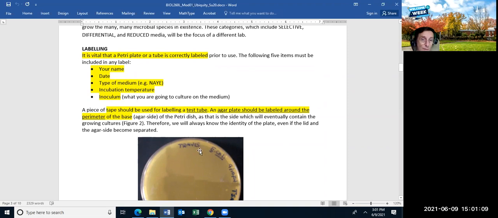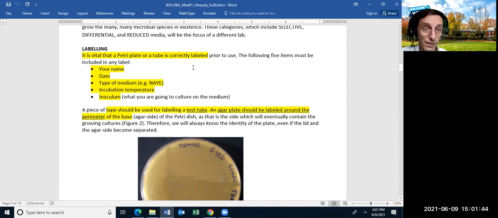Like this one, we're growing E. coli, and so we label it E. coli. If it's something that you don't know exactly what it is, put where you got the inoculum. Like today, you're not actually going to do it, you're going to pretend you're doing it virtually. You're going to be exposing plates to the air. So what you would write would be air, or air exposure, because that's your inoculum.